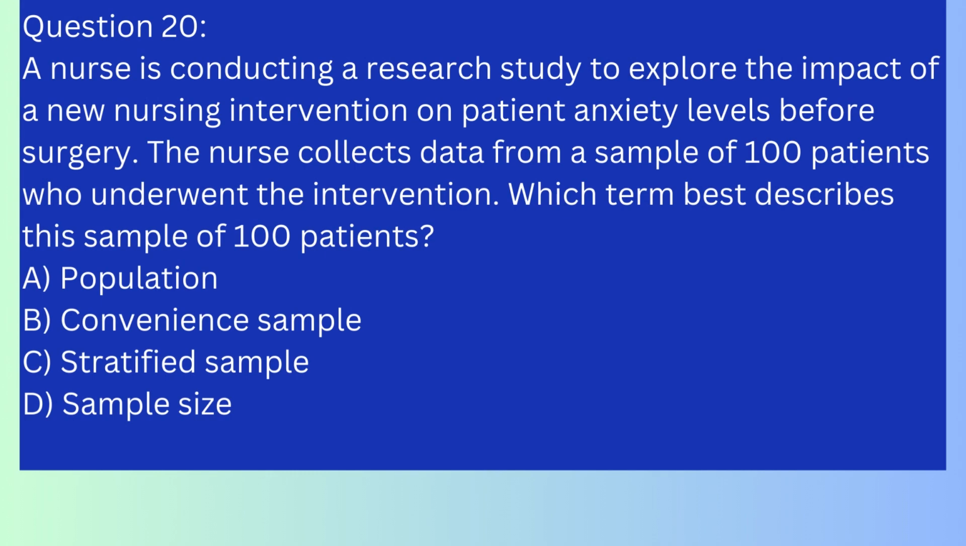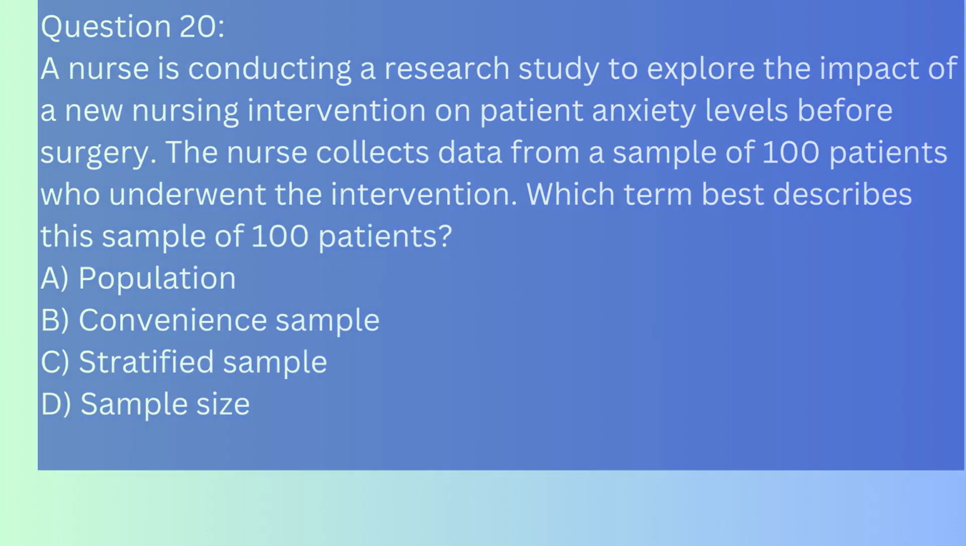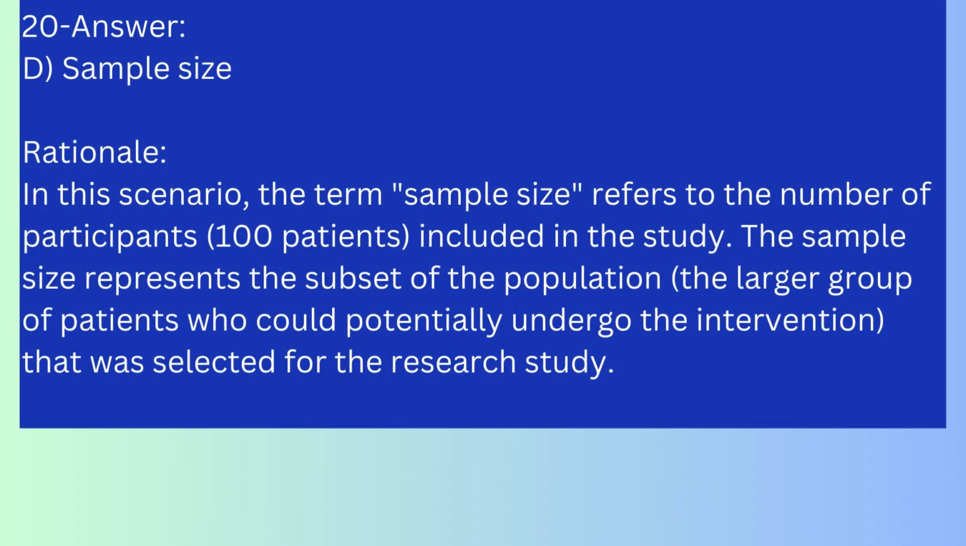A nurse is conducting a research study to explore the impact of a new nursing intervention on patient anxiety levels before surgery. The nurse collects data from a sample of 100 patients who underwent the intervention. Which term best describes this sample of 100 patients? A. Population. B. Convenience sample. C. Stratified sample. D. Sample size. Answer: D. Sample size. Rationale.